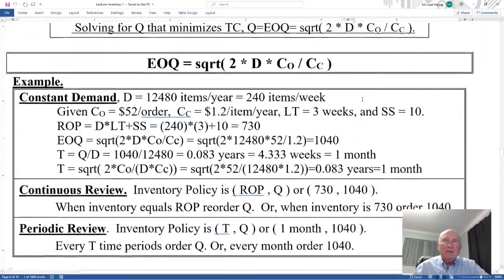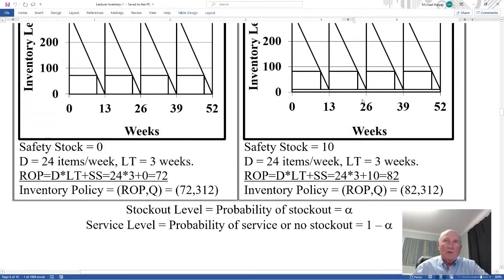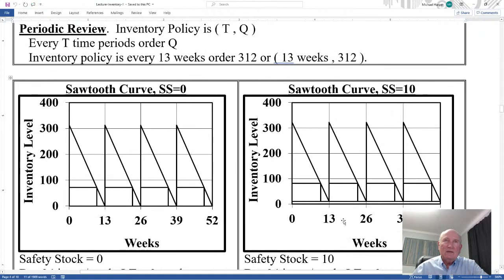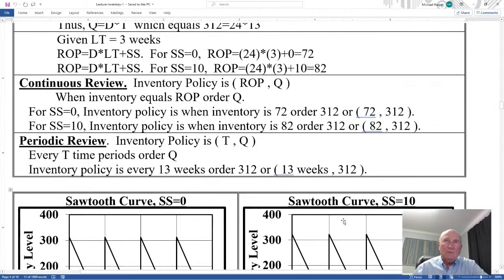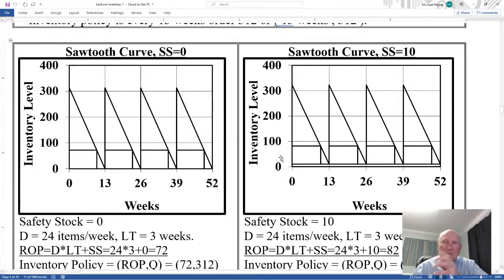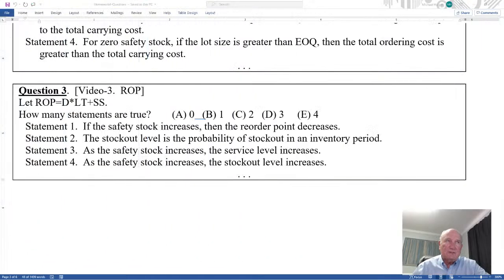Let's come back to ROP, which is up here, page 5-4. Here's where I talk about the stock out level and the service level, in the lecture video, in the presentation video on the website, and here's where we talk about the relationship of ROP and safety stock in the graph. So I explain that in those videos, and that's where those answers come from.